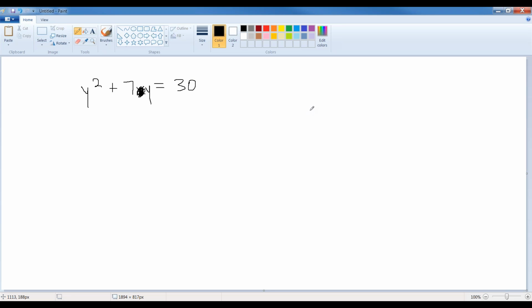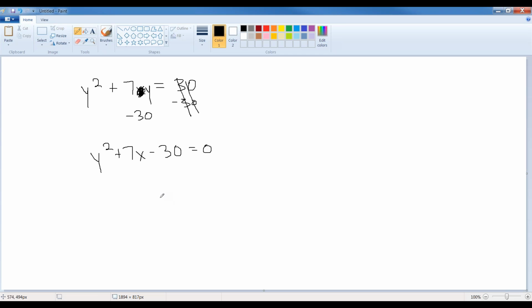Okay. This is a classic quadratic equation. Now, the first way to solve a quadratic equation is to set the whole thing equal to 0. Get rid of the 30 from this side. So I'm going to subtract 30 from this side because that makes this side 0. And once I do it to this side, I have to do it to this side too. 30 doesn't combine with either of these terms. So what we have left is y squared plus 7y minus 30 equals 0.